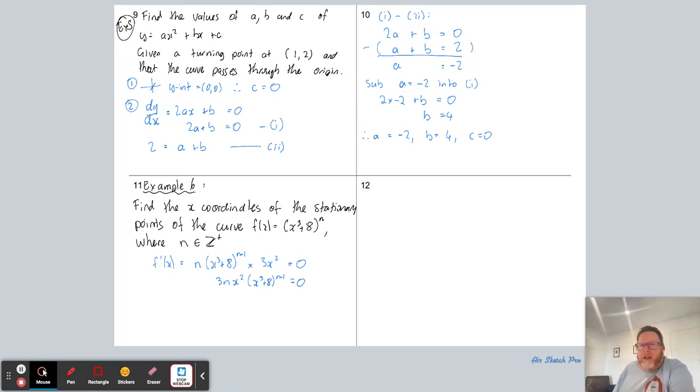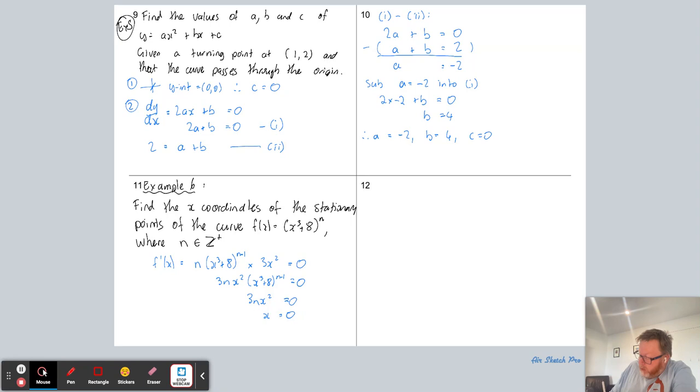And we now need to solve for x, and that uses stock standard null factor law. So the two factors we've got is this one here, 3nx squared, and n's not 0, so we can basically divide out the 3n, and we've got x cubed plus 8 to the power of n minus 1. Okay, so that gives us x squared, 3nx squared is equal to 0, which means that x must be equal to 0. There's no other solutions there.